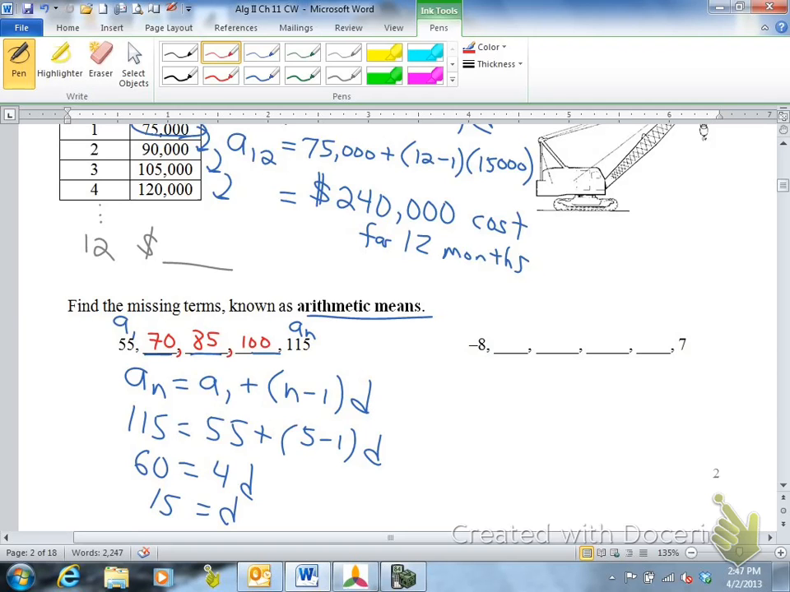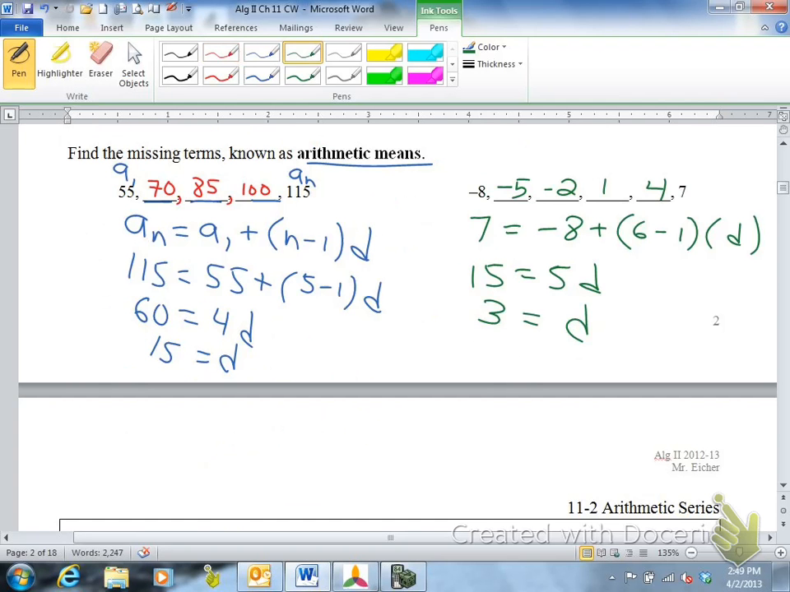And you can pause this video to see if you could do the next one. And here's the work for the last one. D is 3, which you could probably get with just guessing numbers. And the arithmetic means are -5, -2, 1, and 4.